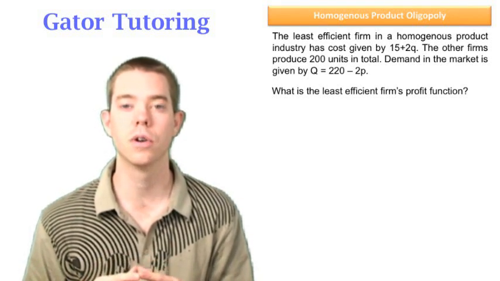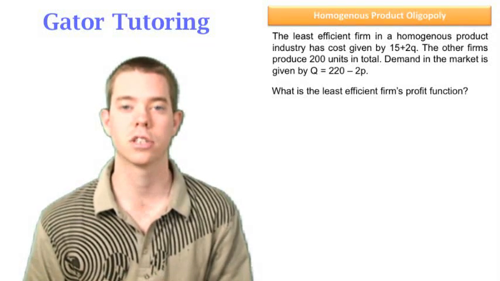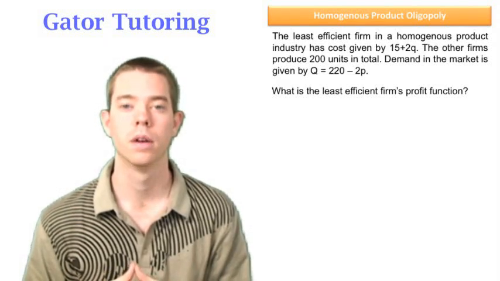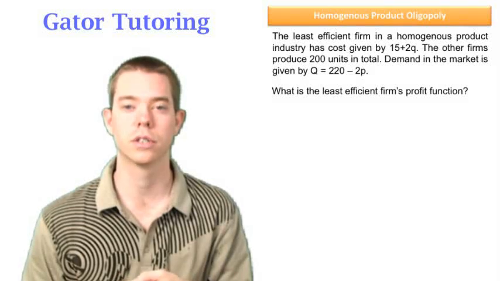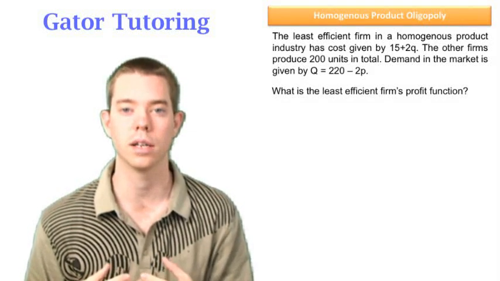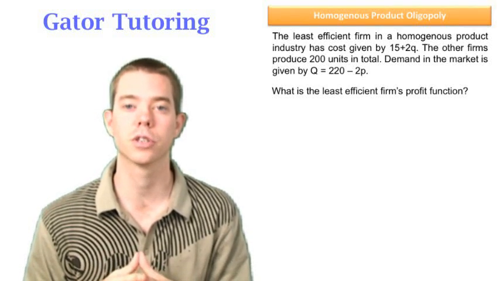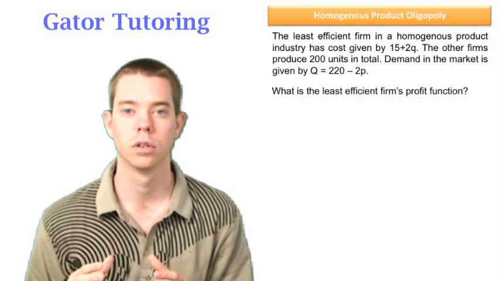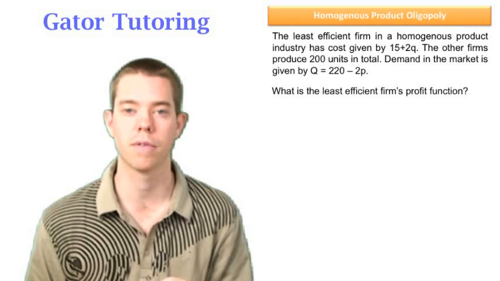Well, the first thing we need to notice is that we are given demand, which means Q is on the left, and it's some function of P, which is Q equals 220 minus 2P. Remember this: in homogeneous product industries, we're dealing with Cournot competition, which means that we're choosing quantity. So we're choosing Q, which means that anytime we have homogeneous products, we want to see Q's on the right side of our profit function. So just remember that: Cournot, Q, Q on the right side of the profit function.